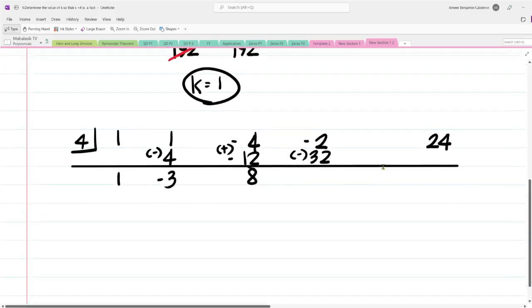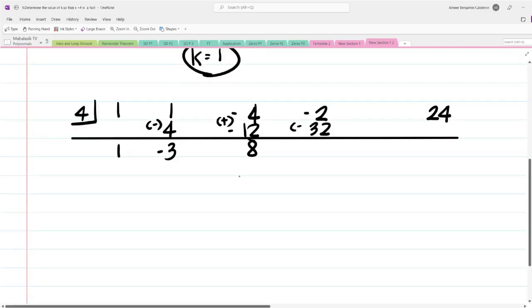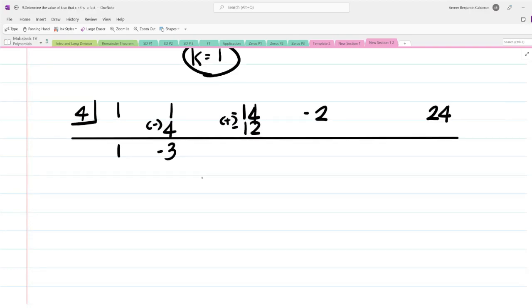Ba't parang mali? This is 14. Ulit. Ulit ako dito. 14, yan. So, negative 3 times 4, that's negative 12. Change the sign. So, we have here a negative 2 times 4, that is negative 8. Change the sign. So, negative 2 plus 8, that is positive 6 times 4, that is 24. Change the sign. So, the remainder is 0. So, our answer is correct.